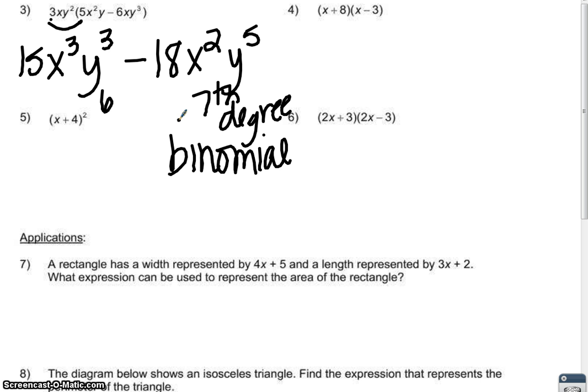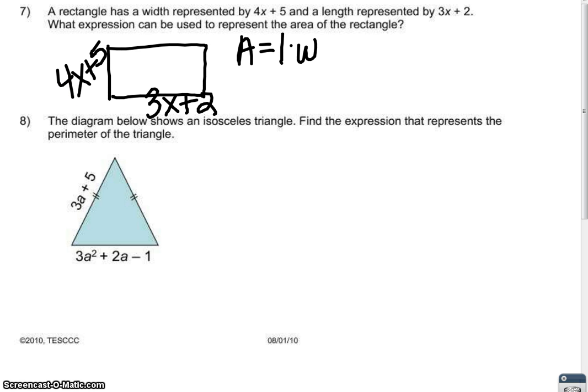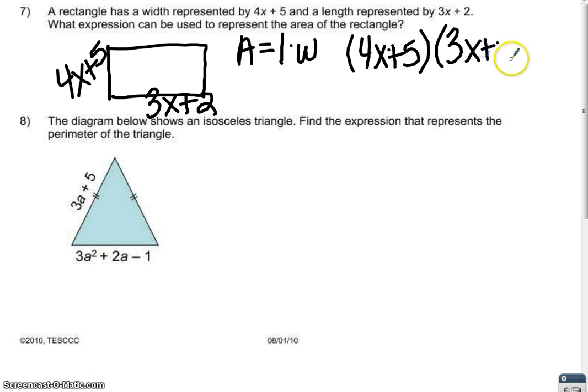So let's look at 7. Okay, so let's look at some word problems. Number 7 says a rectangle has a width represented by 4x plus 5, and the length is represented by 3x plus 2. What expression can be used to represent the area of a rectangle? So first, let's draw a rectangle. It tells me that my width is 4x plus 5, and the length is 3x plus 2. So since I know I'm trying to find the area, the area of a rectangle is length times width. So I'm going to take my 4x plus 5, and I'm going to multiply it by 3x plus 2.